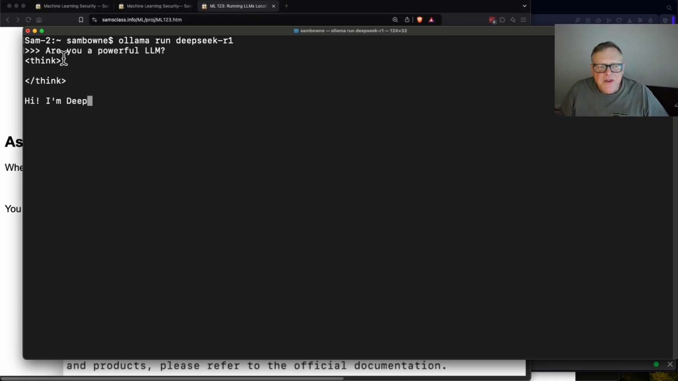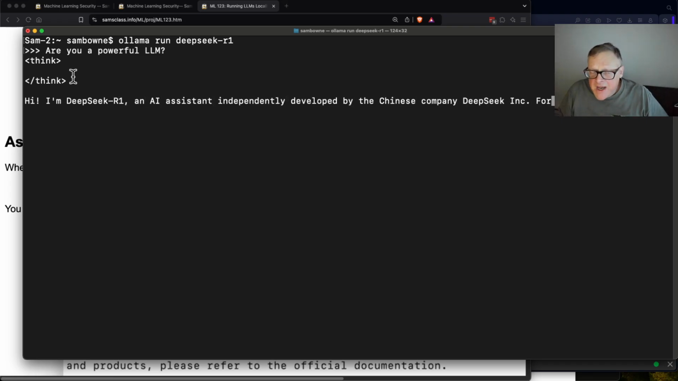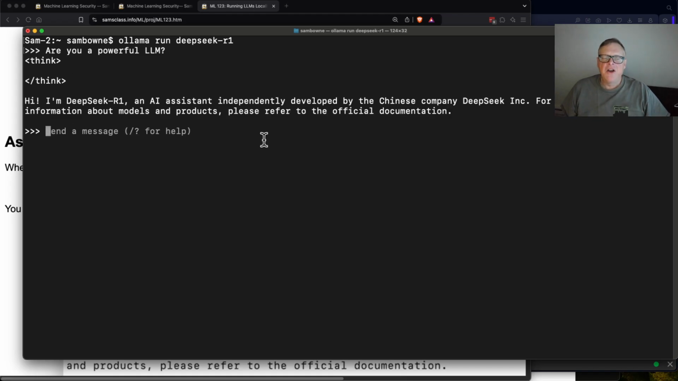Now this is what this thing does. It's a thinking model. So first it thinks about the question, and then it gives you an answer. Now, for some reason, this one, it decides not to think about, and there it goes. I'm DeepSeek R1, by a Chinese company, DeepSeek.